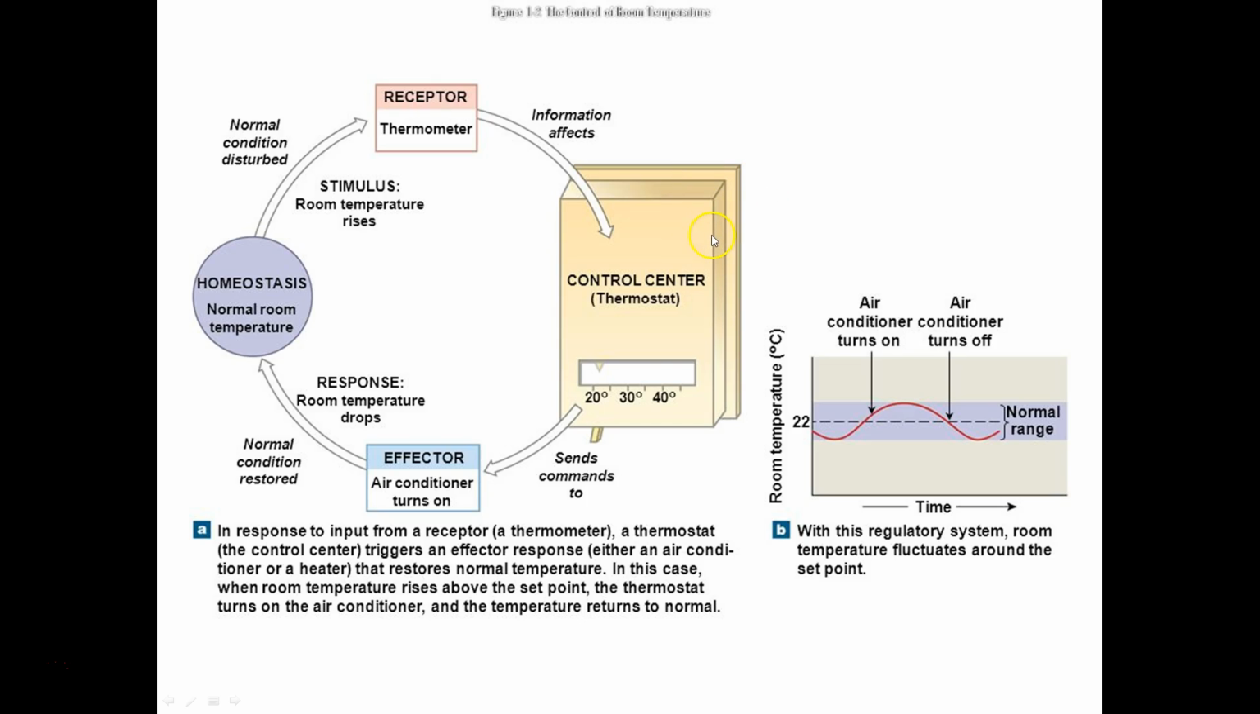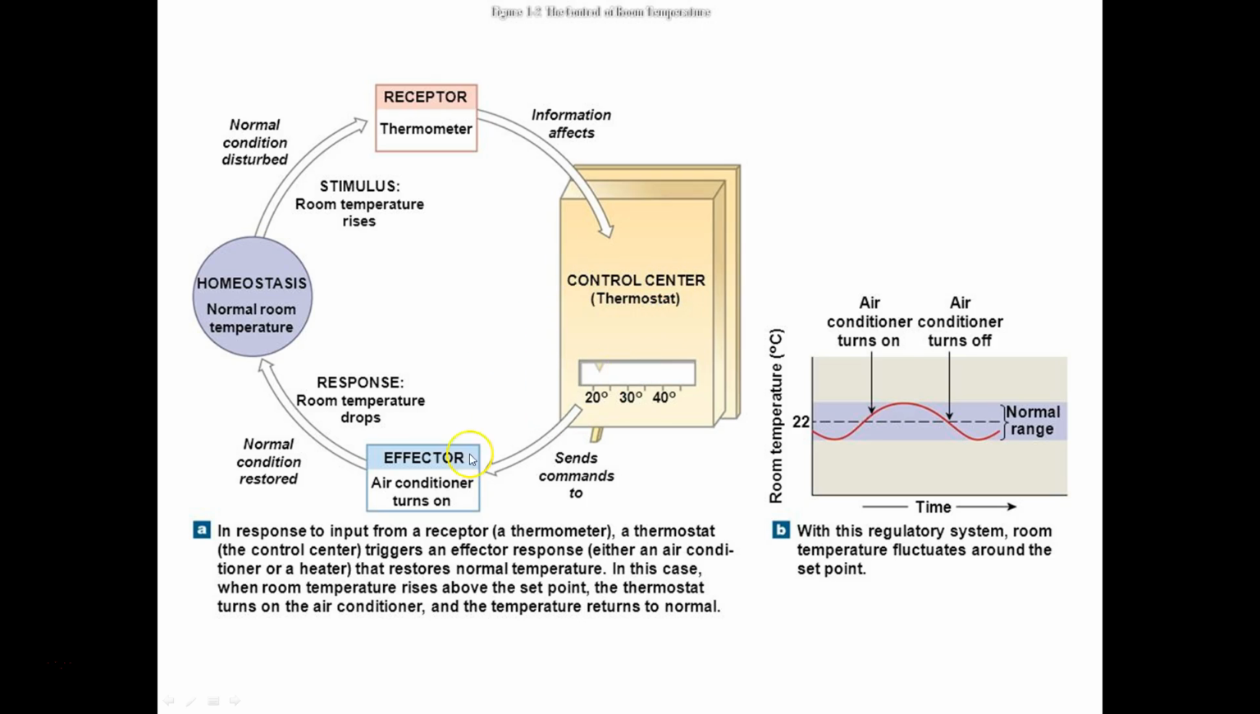So very simple. In a room, you have a thermostat, which is like the brain. You have a receptor, which is a thermometer, and oftentimes they're put into the same unit. So the receptor figures out what temperature it is. Inside the control center, there are some limits. If it gets too high or too low, then it can do something about it.